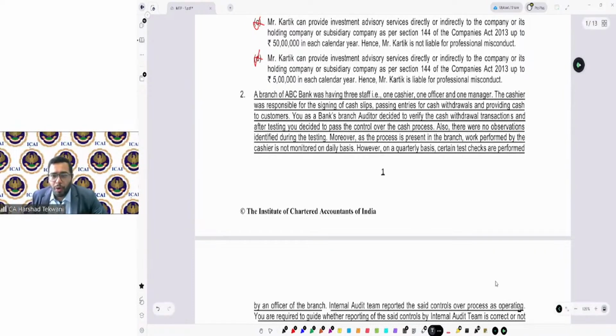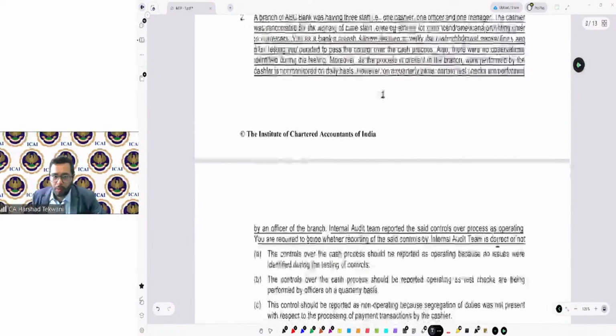Now, you are required to comment on whether the reporting that the control has been passed is correct or not. So here are your options.